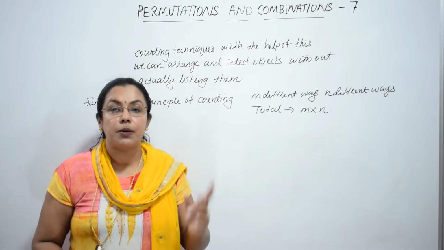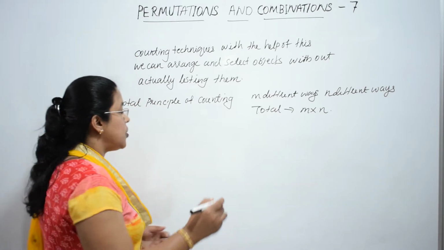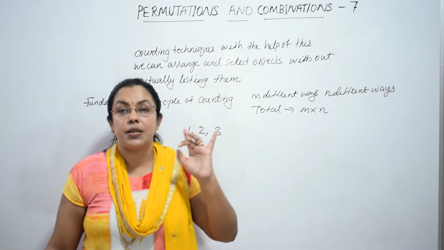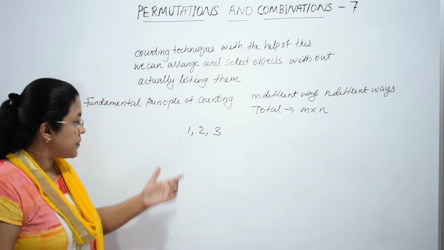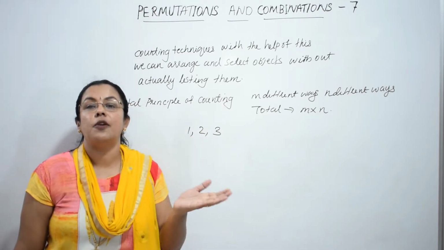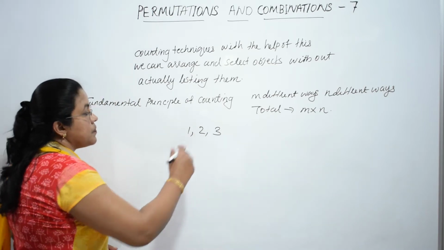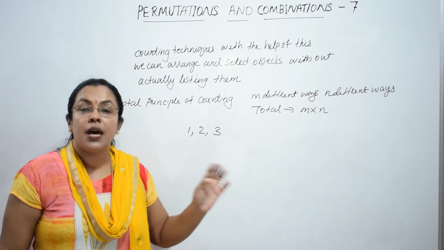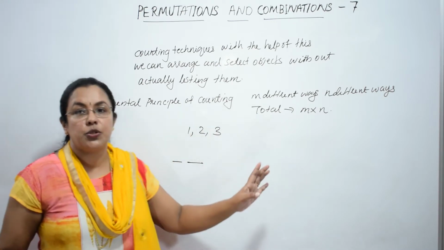Let me explain it with one more example. How many 2-digit numbers can be formed using the digits 1, 2, 3? First we will list it, then we will apply the fundamental principle of counting. We will check it with one more example. So, the digits here are 1, 2, 3 and we have to form 2-digit numbers using 1, 2, 3.